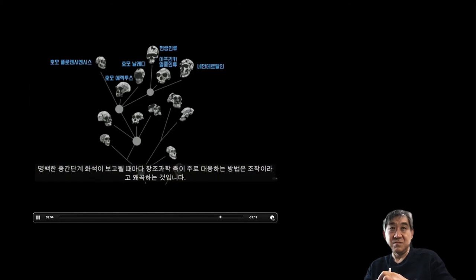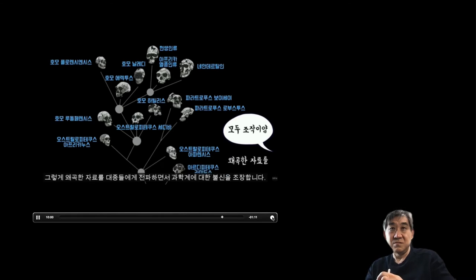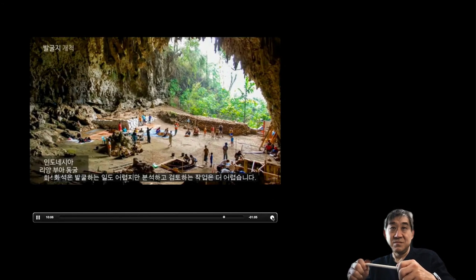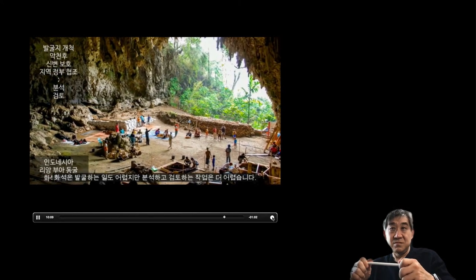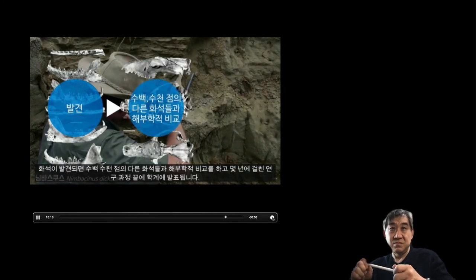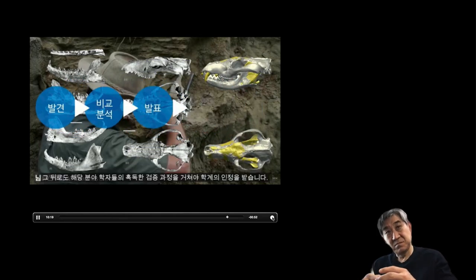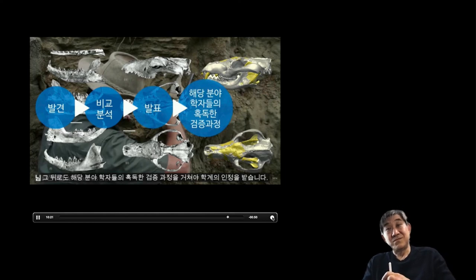명백한 중간 단계 화석이 보고될 때마다 창조과학 측이 주로 대응하는 방법은 조작이라고 왜곡하는 것입니다. 그렇게 왜곡한 자료를 대중들에게 전파하면서 과학계에 대한 불신을 조장합니다. 화석은 발굴하는 일도 어렵지만 분석하고 검토하는 작업은 더 어렵습니다. 화석이 발견되면 수백 수천 점의 다른 화석들과 해부학적 비교를 하고 몇 년에 걸친 연구 과정 끝에 학계에 발표됩니다. 그 뒤로도 해당 분야 학자들의 혹독한 검증 과정을 거쳐야 학계의 인정을 받습니다.